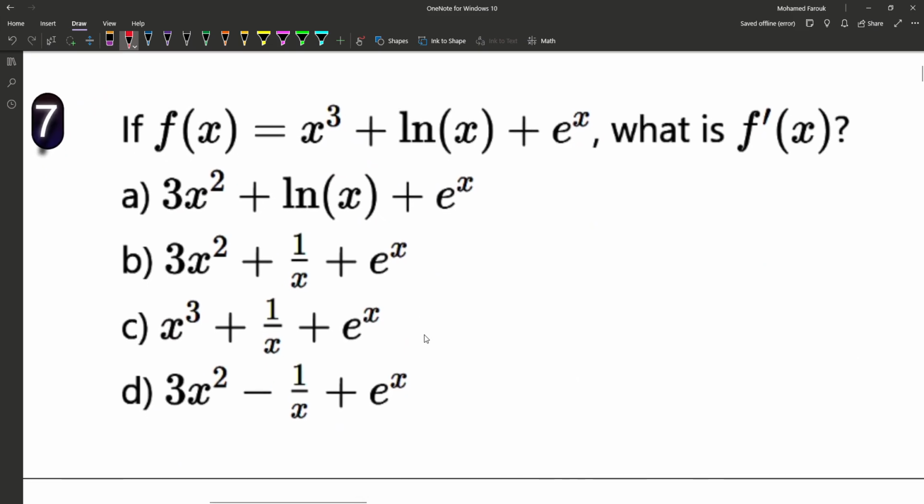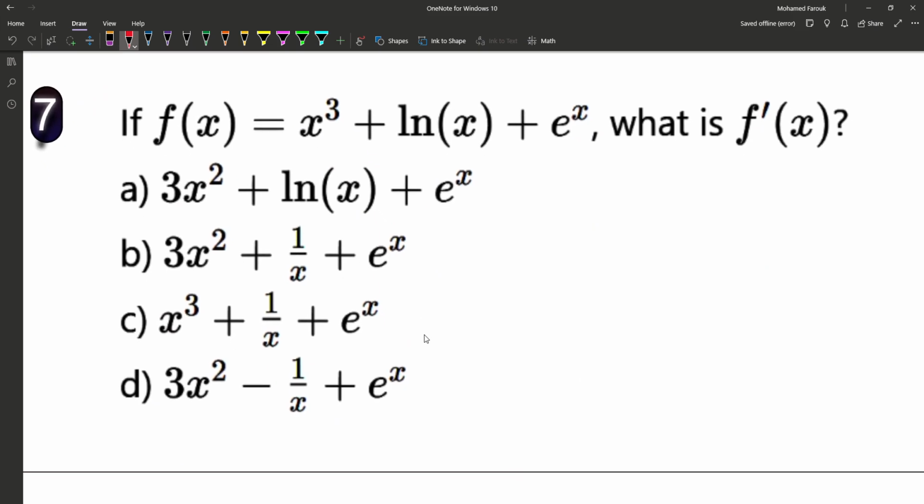Okay. To solve this one, it's the same. We can get the derivative of each one. For x power 3, it will be 3 x power 2 using the power rule. Ln of x, it will be 1 over x. E power x, it will be the same, e power x. So the answer for this one will be letter B.